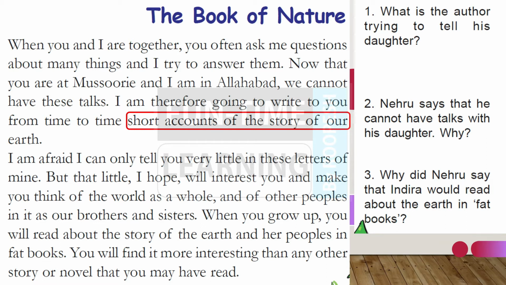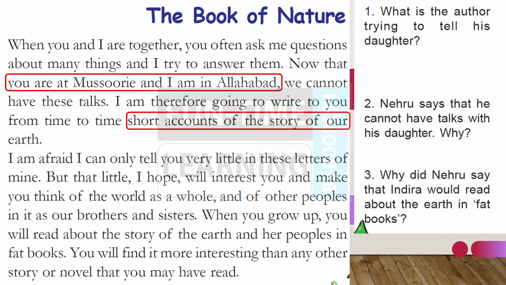Nehru says that he cannot have talks with his daughter. Why? Cannot have talks. Cannot talk. സംസാരിക്കാൻ കഴിയുന്നില്ല. എന്തുകൊണ്ടാണ്? It's very simple. You are at Mussoorie and I am at Allahabad. നീ മുസോറിയിലും ഞാൻ അലഹാബാദിലുമാണ്. ഇങ്ങനെ ഒരു ചോദ്യം ചോദിക്കുമ്പോൾ ഇങ്ങനെ ഒരു ഉത്തരം പറയാൻ നമുക്ക് കഴിയുകയില്ല.